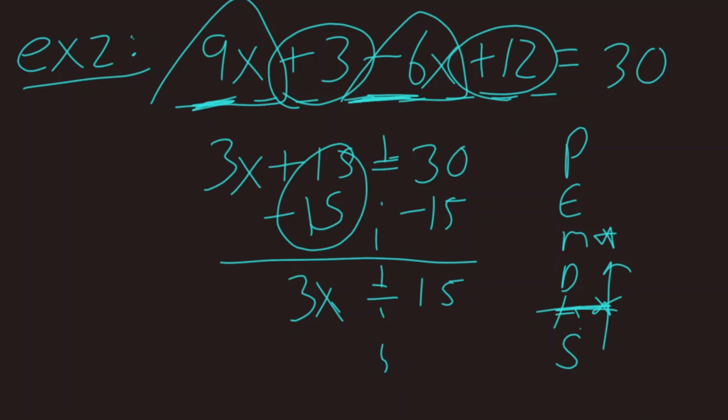And how do I get rid of the multiplication? How do I get rid of that 3? Well, we know the inverse of multiplication is to divide, and after I divide both sides by 3, I get x equals 15 divided by 3, which is 5.